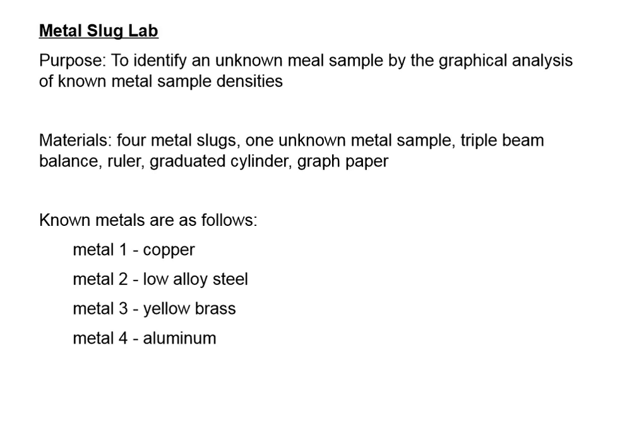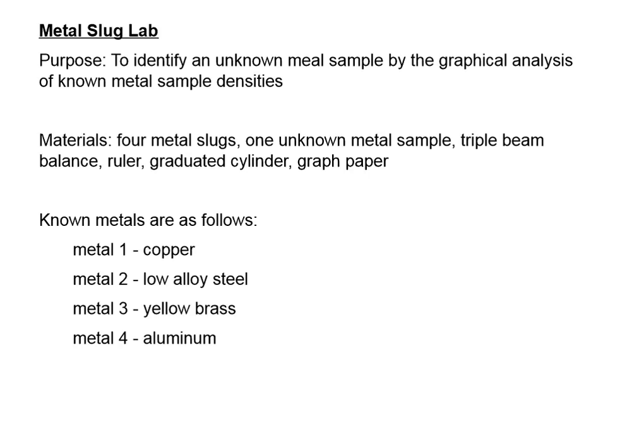Okay, this is your pre-lab video for your metal slug lab. It is a density lab, and we're going to be using graphical analysis to eventually determine the identity of an unknown metal sample. So the materials that you're going to need, you're going to have 4 metal slugs of known identity, and then you're going to have 1 unknown metal sample that's not going to be of the same size. It's going to be like a little snippet off of a metal rod.